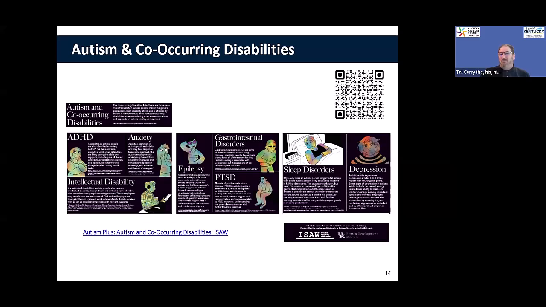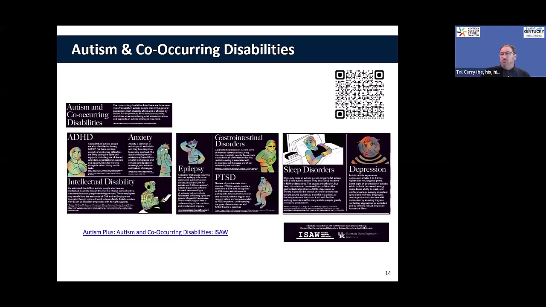PTSD affects 4.5% of the non-autistic population, and research suggests that autistic people are impacted by PTSD at 30 to 60%. As an example, there's evidence from one study that indicates 9 autistic women out of 10 have been victims of sexual violence. Depression is 4 to 8 times greater in autistics than non-autistics. So these are just some things to keep in mind.